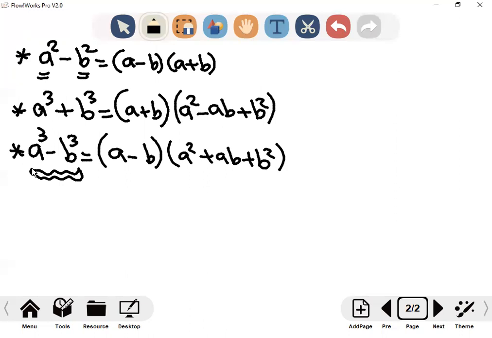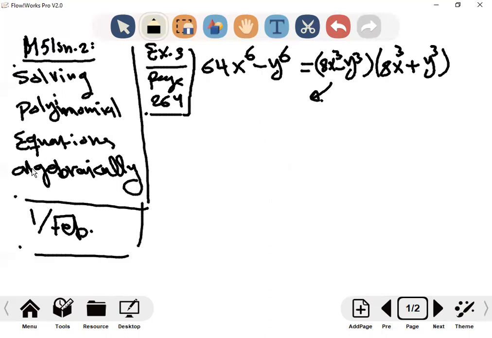Do you understand? Yeah. So I have it to make it power 3. Now look here at the first one. 8x power 3 is (2x) all power 3, right? y power 3 is y power 3. So what's A now? 2x.